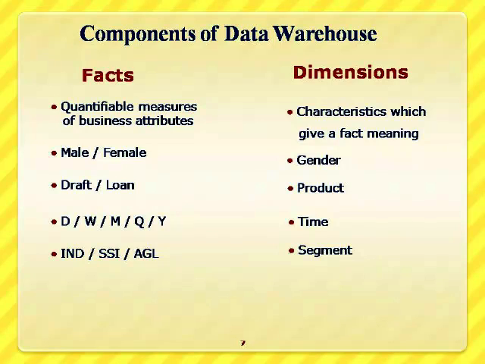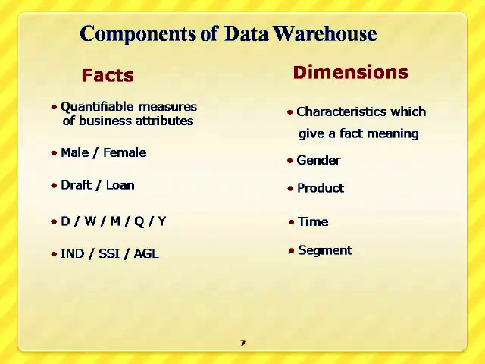Let's see now what we have in a data warehouse: the components, the facts and dimensions. Based on that, we are going to build a data warehouse and extract business intelligence information from it. What are the facts? The facts are quantifiable measures of business attributes. Dimensions are the characteristics that give a fact its meaning.